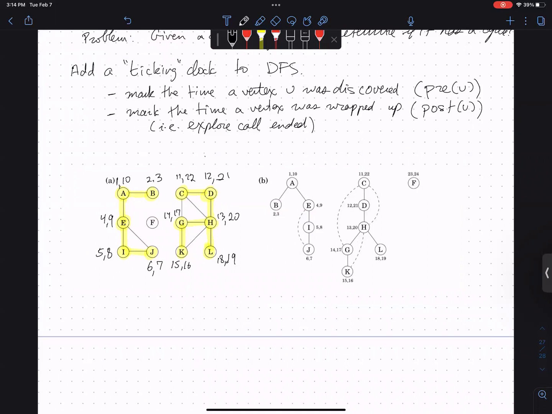The only thing that's left unexplored is F. So we explore F. The time is 23. And we wrap it up right away, 24. Okay. Any questions about these numbers? We'll see how they're really useful later in this lecture. For now, I want to make an observation.